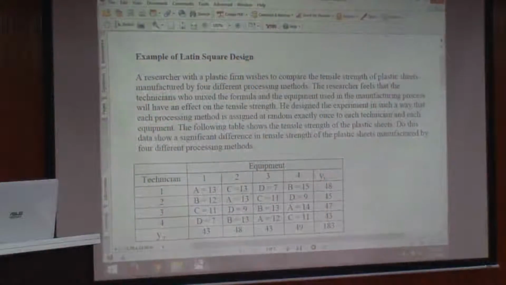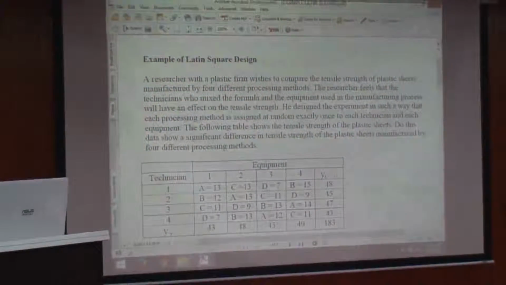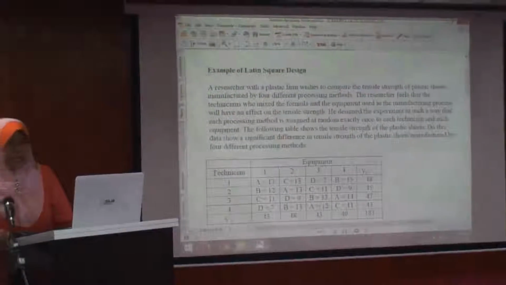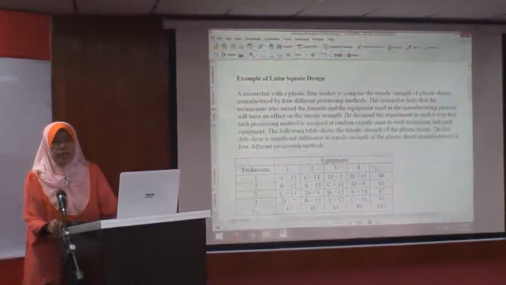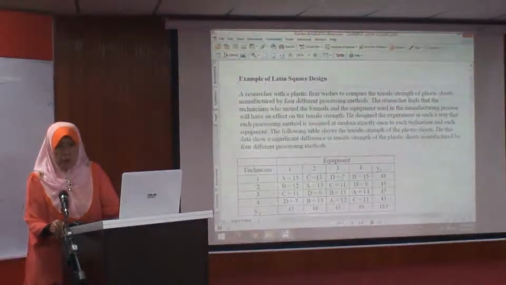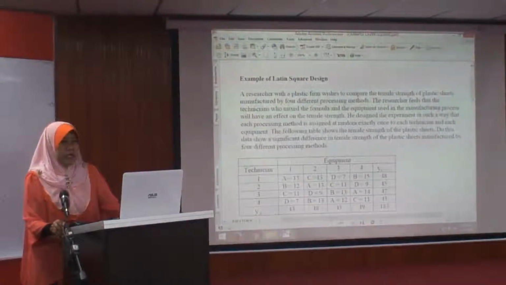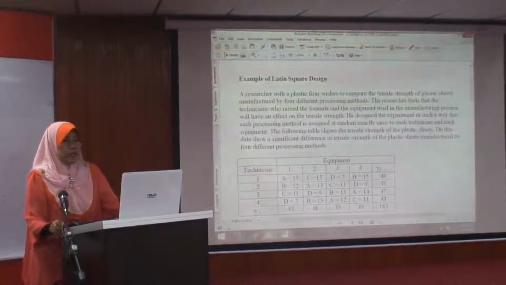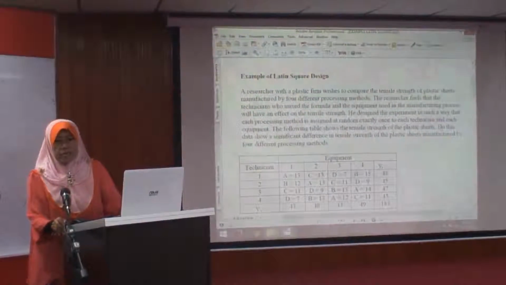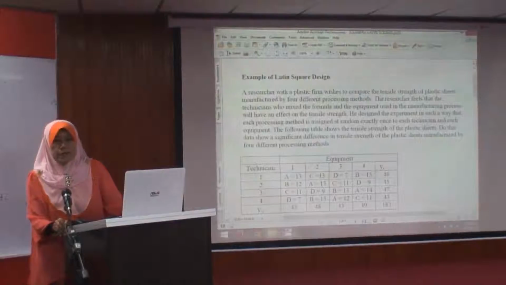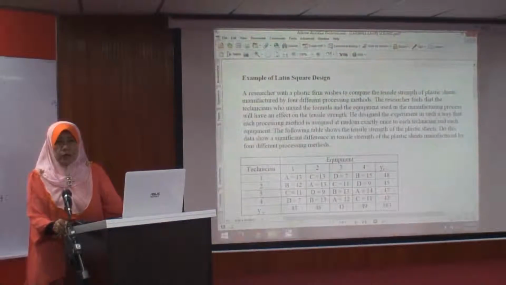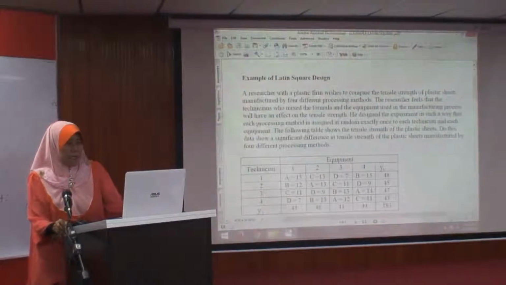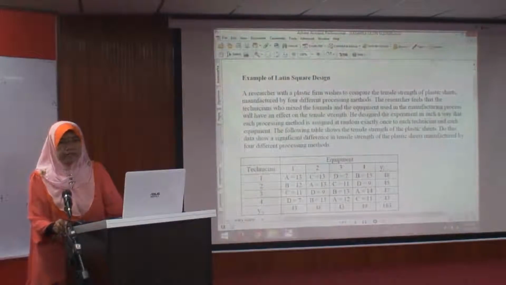So I already explained to you how to do the randomization, and I already explained how to partition the total sum of square into 4 components. And I already explained how to get the test statistic to test the hypothesis of no difference between the treatment mean. Now I want to show you an example for the Latin square design.